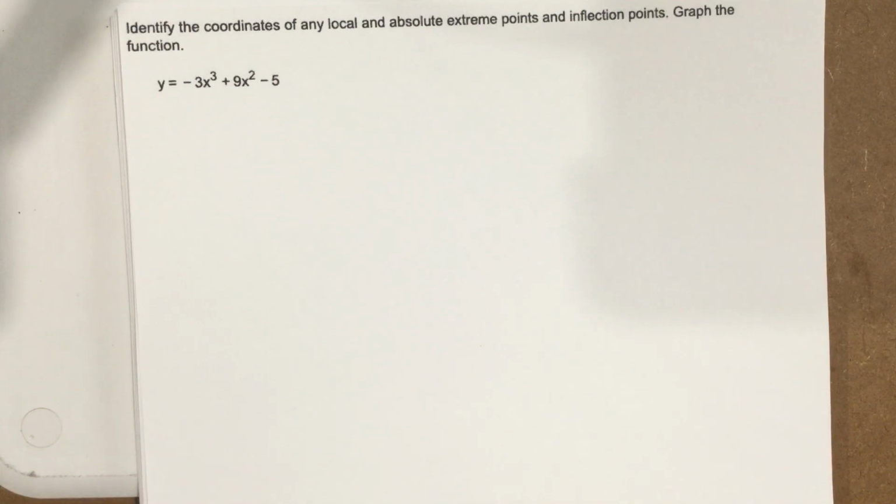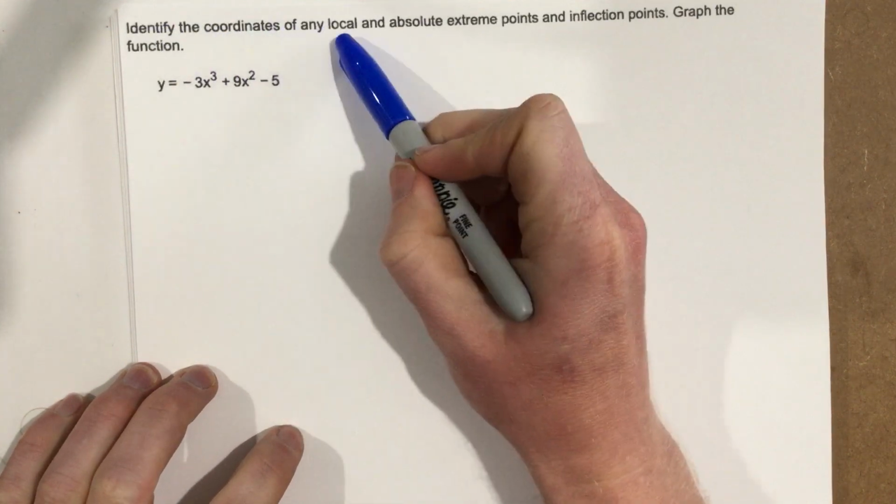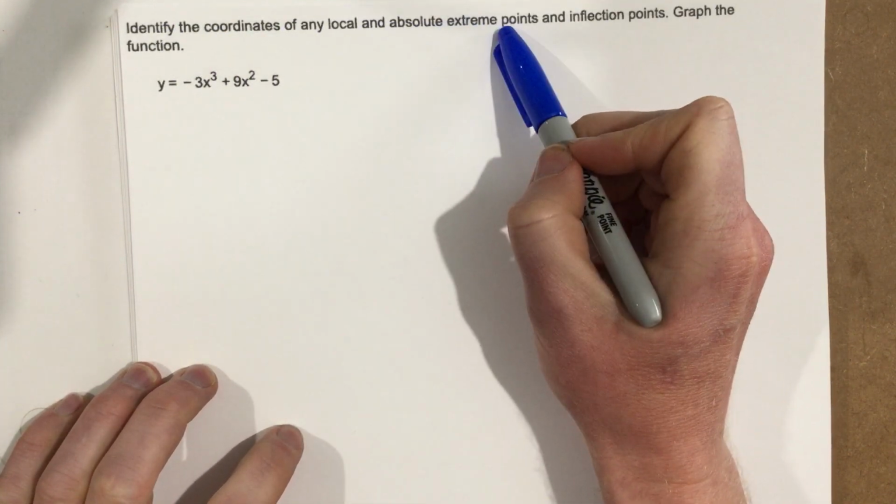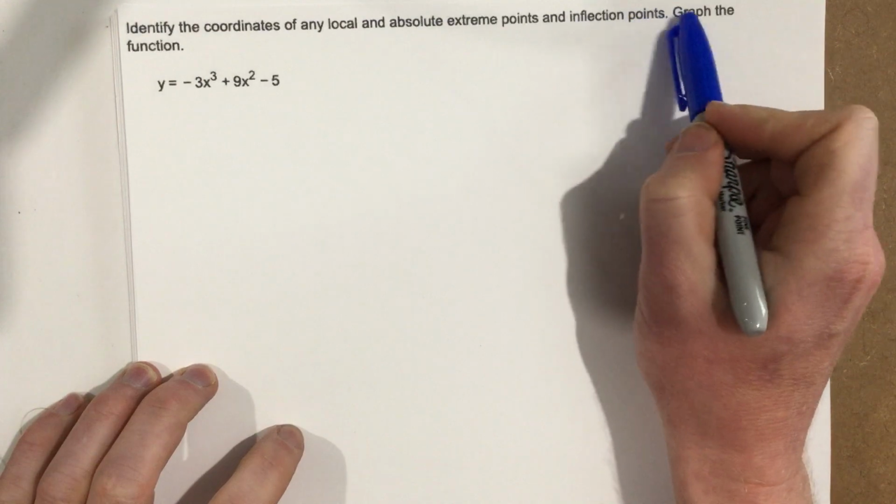This is review problem number 3 for assessment number 5. It says identify the coordinates of any local and absolute extreme points and inflection points. Graph the function.